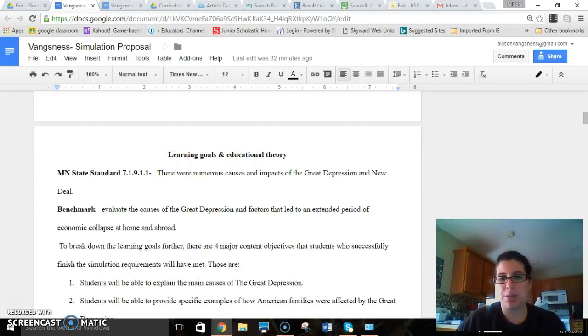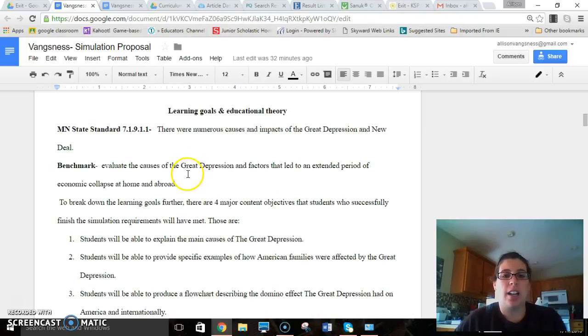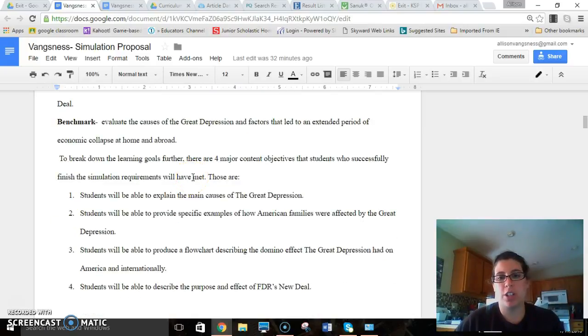The Minnesota State Standard that I'm looking at is there are numerous causes and impacts of the Great Depression and the New Deal. And the students are going to have 4 major content objectives that they are going to successfully meet after finishing the simulation. The first one, students will be able to explain the main causes of the Great Depression. They'll be talking about the stock market, farm failures, bank failures. Students will be able to provide specific examples of how American families were affected by the Great Depression. So they'll talk about Hoovervilles and unemployment and the loss of their savings, the loss of their homes.